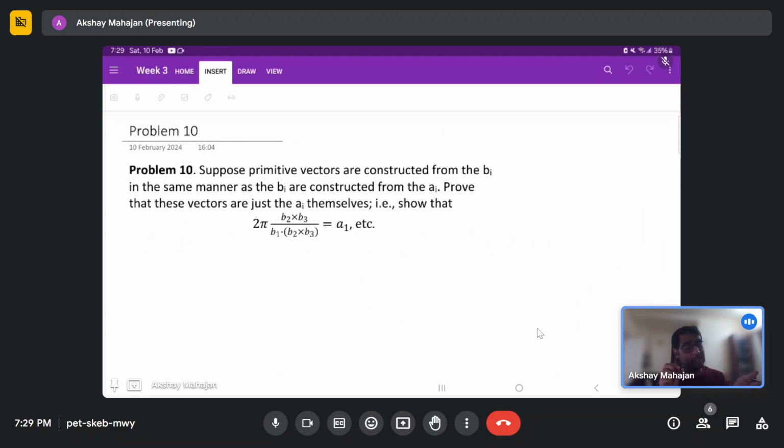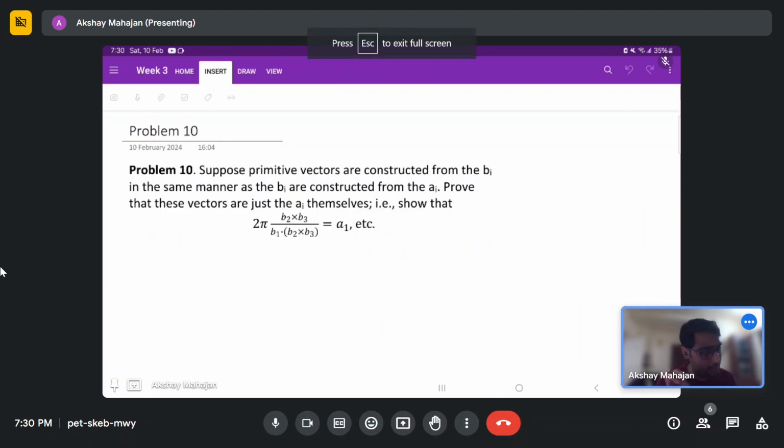Using the reciprocal vectors that we have seen, our bi vectors, if we consider them as our primitive vectors in real space, then we have to show that if we form the reciprocal lattice vector from this reciprocal lattice vector, it is going to be the primitive vectors themselves. So the bi are our reciprocal lattice vectors, and if we form the reciprocal lattice vectors from them, considering the bi as our primitive vectors, then these are going to be the primitive vectors ai that we started with.